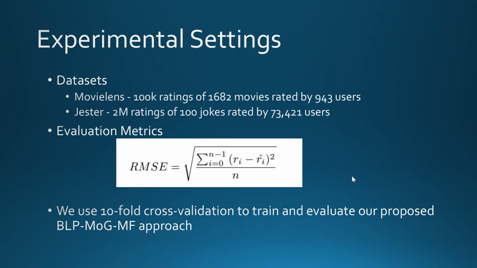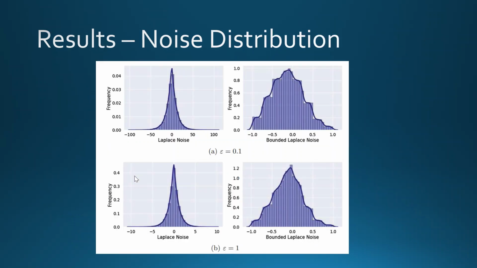We use two datasets in order to compare our method against the other methods. We use Movielens, which is a 100K rating matrix, and we use Jester, which contains 2 million ratings. And we use RMSE, the root mean squared error metric, to evaluate the accuracy of our method against other methods.